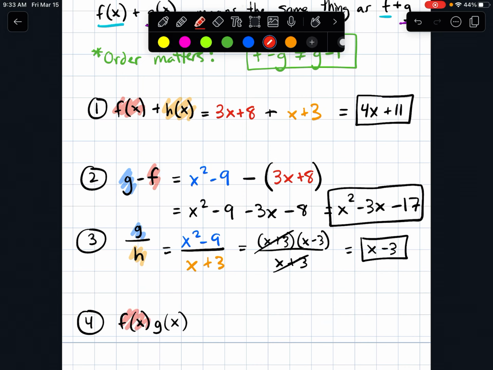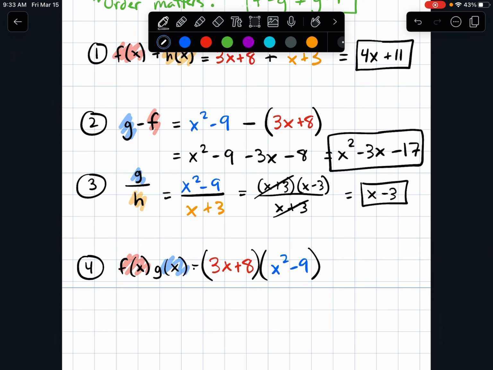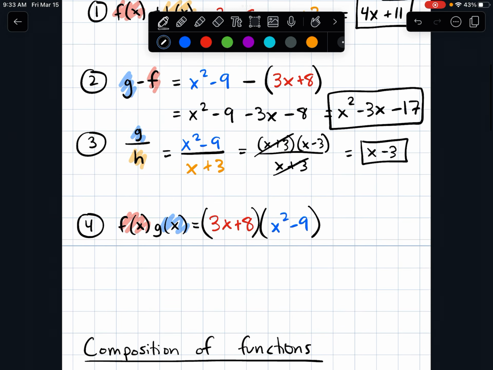So f of x is my red function, and g of x is my blue function. We know that f of x is 3x plus 8, and we know that g of x is x squared minus 9. So when I multiply these together, we will have to do some distributing, a FOIL, if that's what you're used to it being called. So we're going to go ahead and FOIL everything.